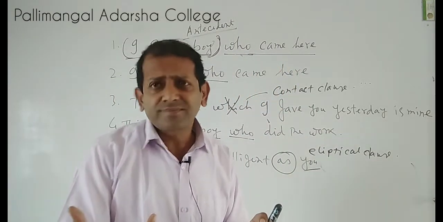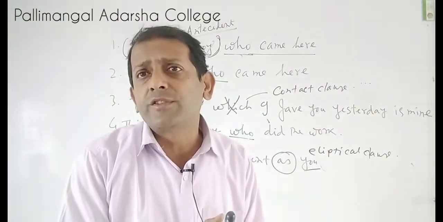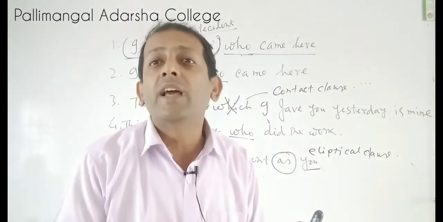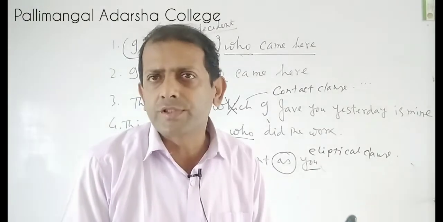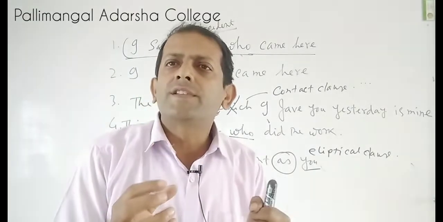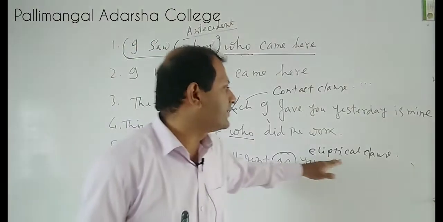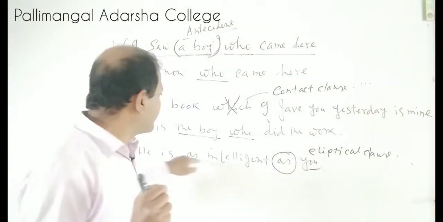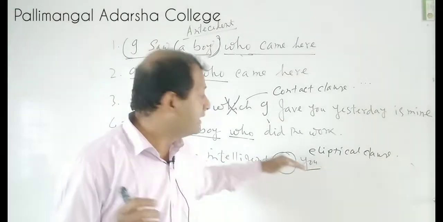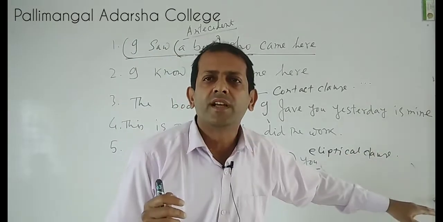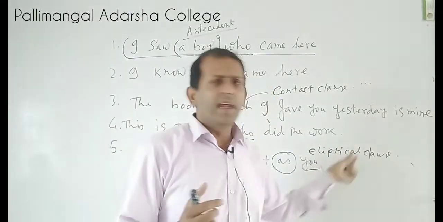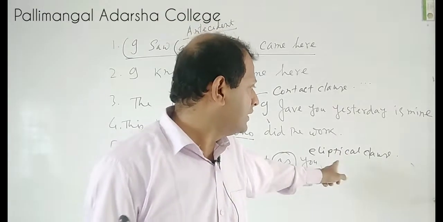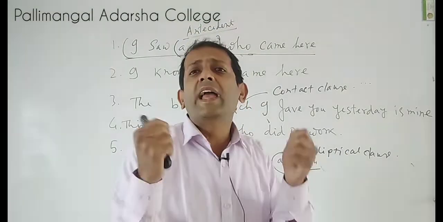And at last, the elliptical clause, that was very important for today's discussion. What is an elliptical clause? Elliptical means something silent, something hidden, something not used, okay? But we can realize the existence of those missing parts, as we have seen in the last sentence. He is as intelligent as you. I am not writing he is as intelligent as you are intelligent. So you are intelligent, that is, are and the object are not being written here. So this is the elliptical clause.